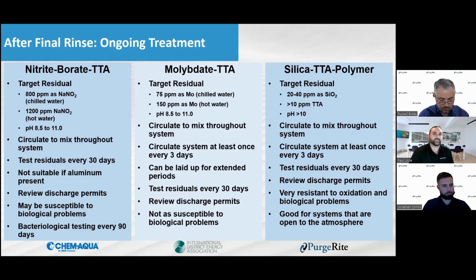One downside to a nitrite-based chemical program is that as nitrite breaks down and degrades, it forms nitrates, not nitrites, nitrates, which actually become bug food. So it promotes microbiological growth in a sense, as the natural degradation of the product happens. So that's one thing just to keep track of.